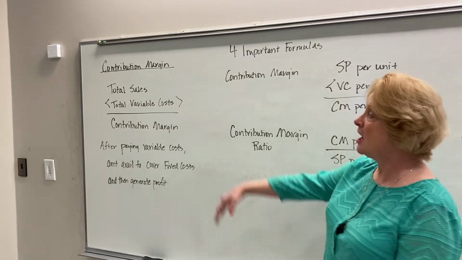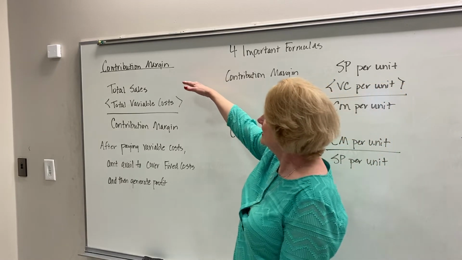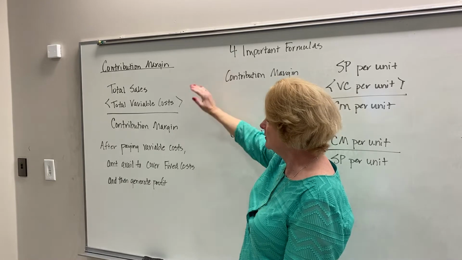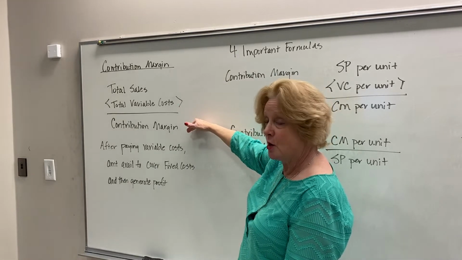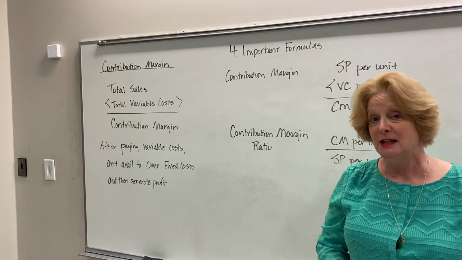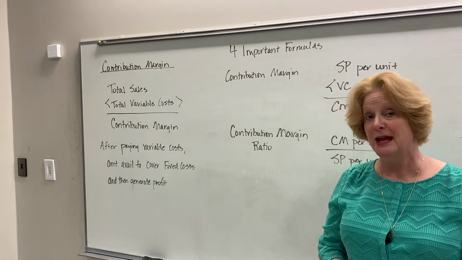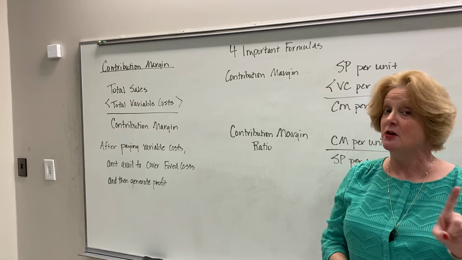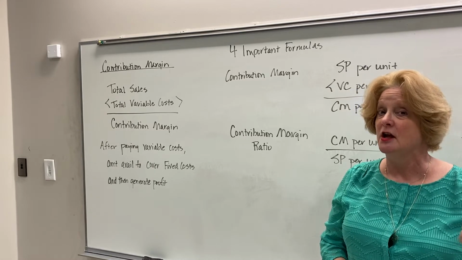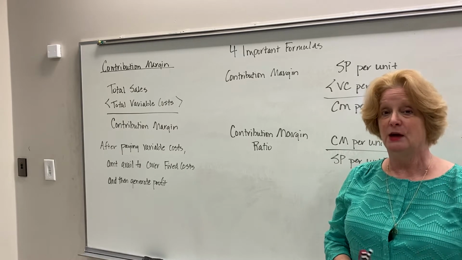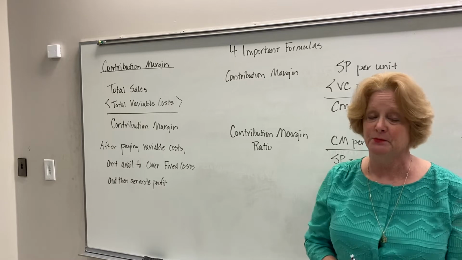We call that a contribution margin, and it's calculated as total sales minus total variable cost gives me a contribution margin. Again, that is the amount available from my sale after paying my variable cost. It can go to cover those fixed costs that are not going to change no matter what my volume does. And if any is left over, then it will generate a profit.